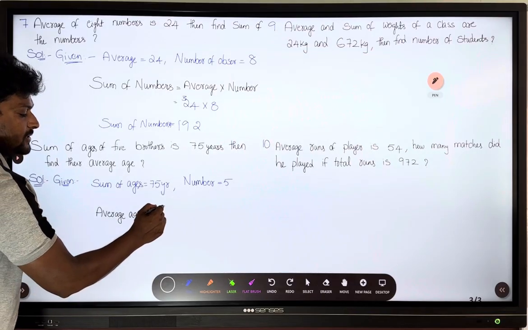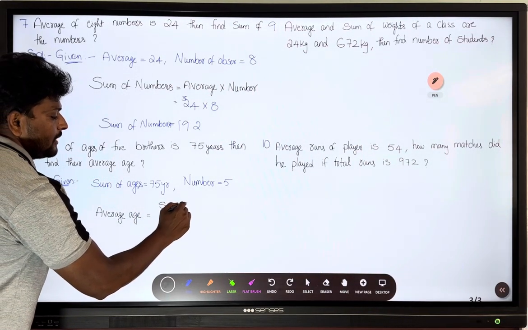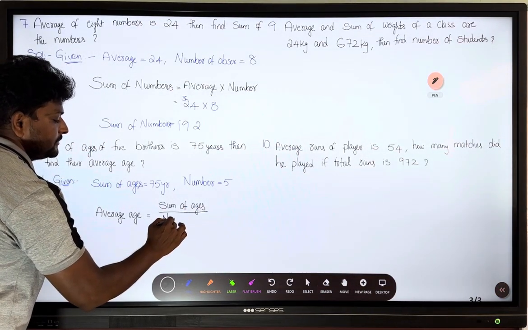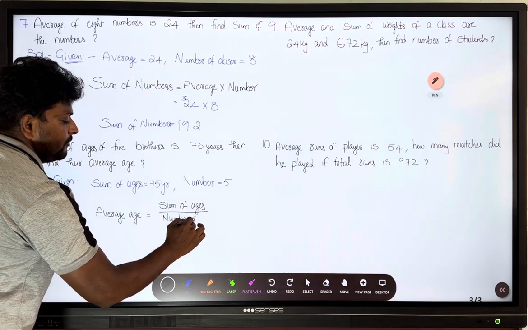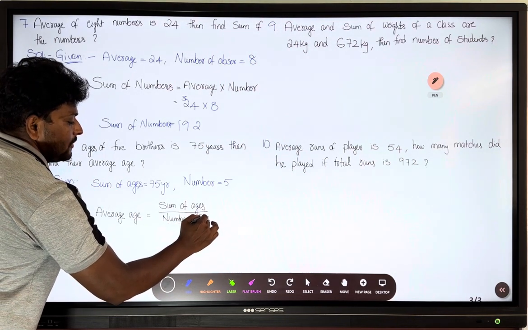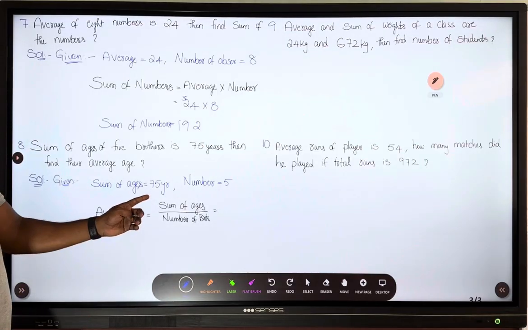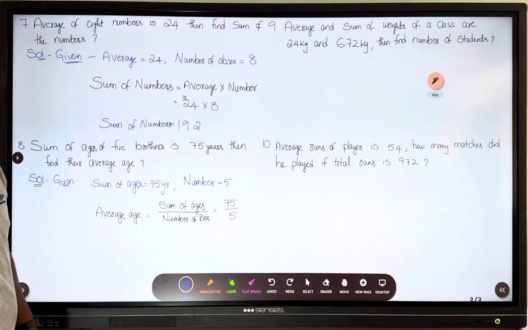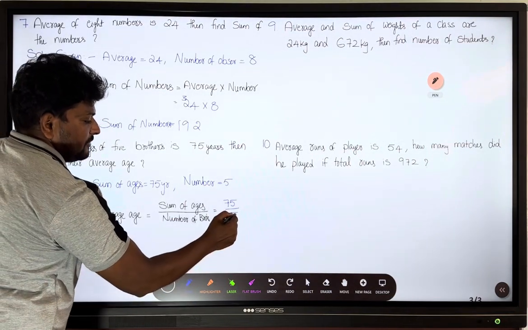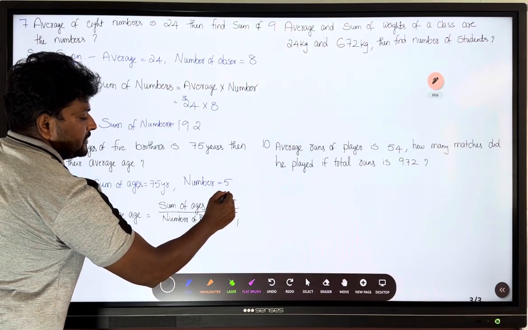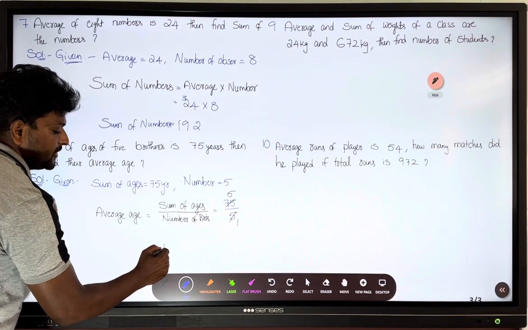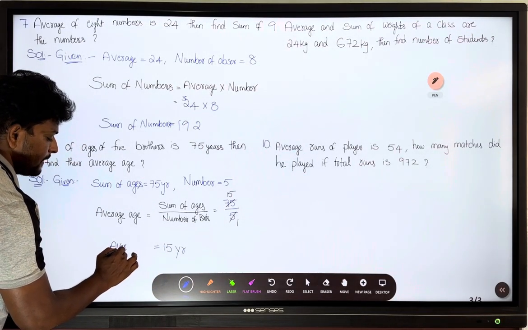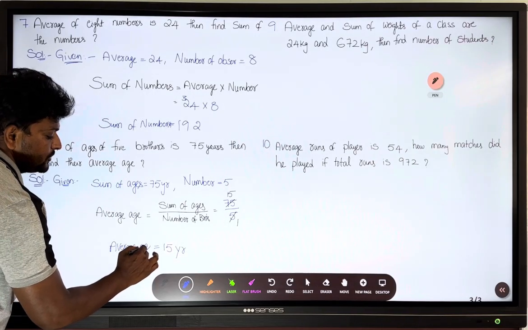So what is the average formula here? Sum of ages by number of brothers. Sum of ages by number of brothers. What is the sum of ages here? Sum of ages is 75 years, by number of brothers, 5. So divide 75 by 5. We know that 15 5s are 75. So the average age of the brothers is 15 years. Average age equals 15 years.